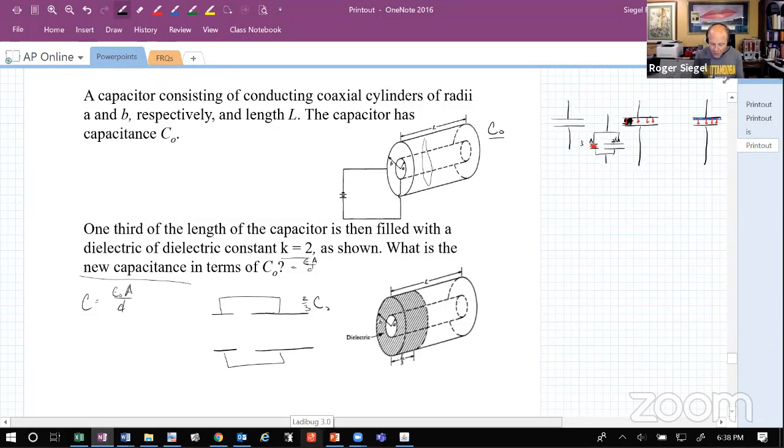There's my two capacitors. And so this one is 2/3 C naught because it's 2/3 the area with no change in dielectric. Over here, this one is 1/3 of the area C naught, but then look at that, there's a K, and that K is 2. So I've got 1/3 the area twice, which gives me 2/3. Now, since these are in parallel, I add 2/3 C naught to 2/3 C naught, and I get 4/3 C naught. Isn't that beautiful?